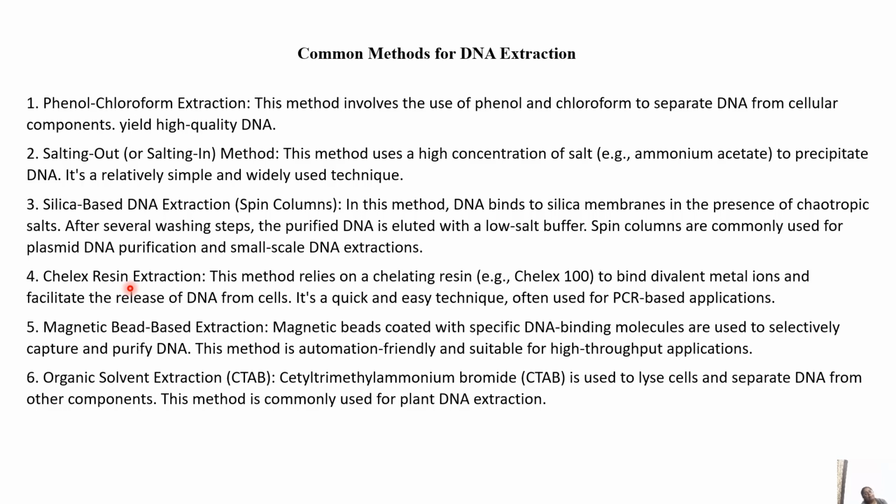People do silica based DNA extraction with spin columns. In this method, DNA binds to the silica membranes in the presence of chaotropic salts, and after several washing steps, the purified DNA is eluted with a low salt buffer. Spin columns are commonly used for plasmid DNA purification or small scale DNA extraction.